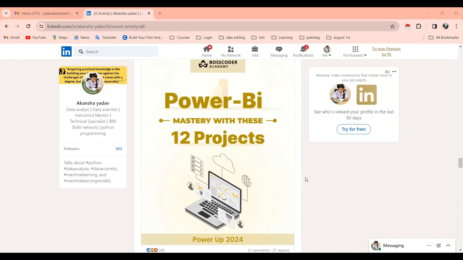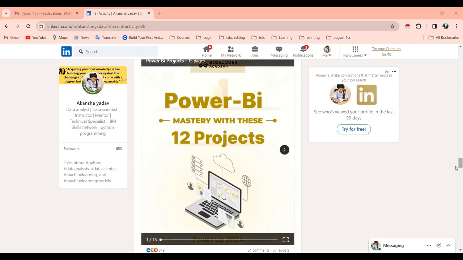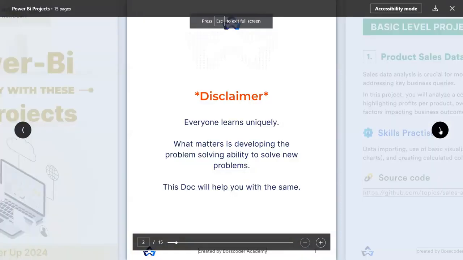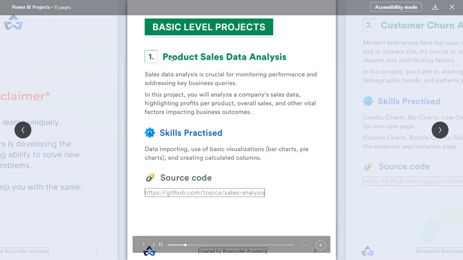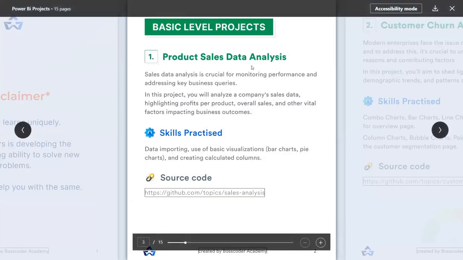So Power BI is one of the best tools if you want to be a data analyst or a data scientist. So I would suggest you go with this. Let's see the projects one by one. The first project is a basic level project, which they have mentioned as product sale data analysis.